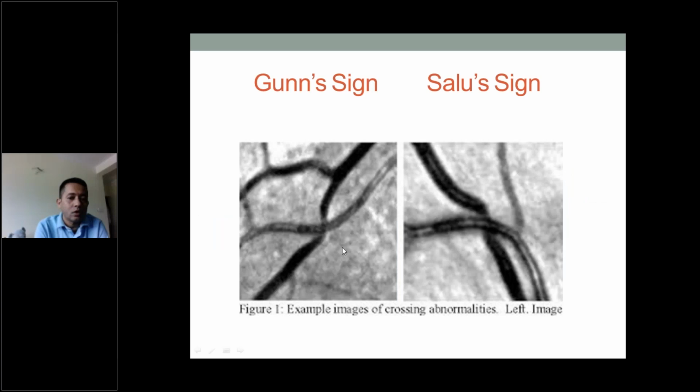So again, the same thing you can see in this picture. You can see the vein. This tapering of the vein on both sides because of the arteries crossing. This is the Gunn sign. Here there's a slight deflection of the vein with this sclerosed artery, which is known as Salus sign.